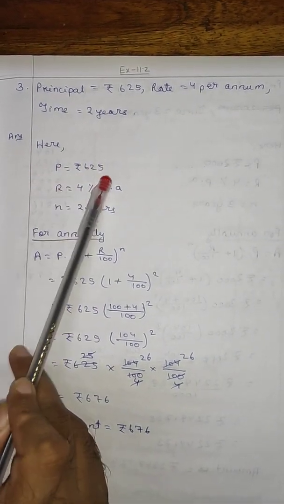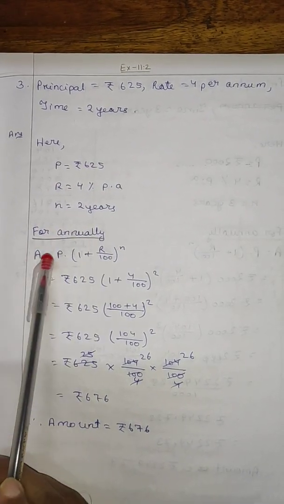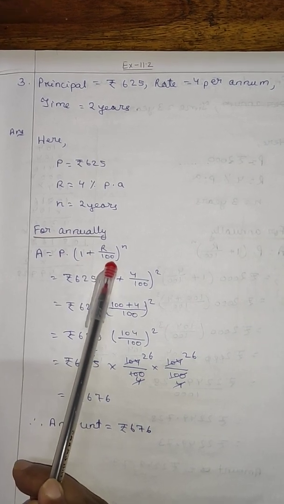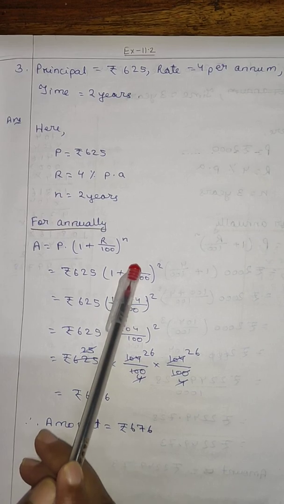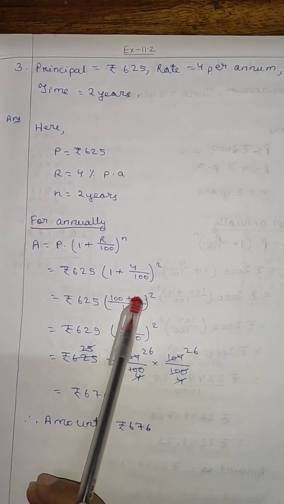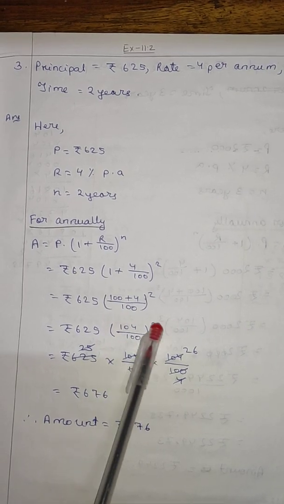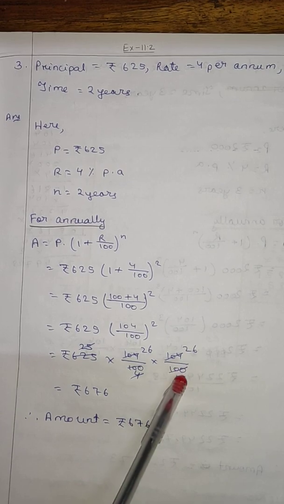Here P is rupees 625, R is 4% per annum, N is 2 years. For annually, A is equal to P into 1 plus R by 100 to the power N. P is 625 into 1 plus 4 by 100 to the power 2. LCM 100, upside 100 plus 4, 104 by 100 whole square. So rupees 625 into 104 by 100 into 104 by 100.